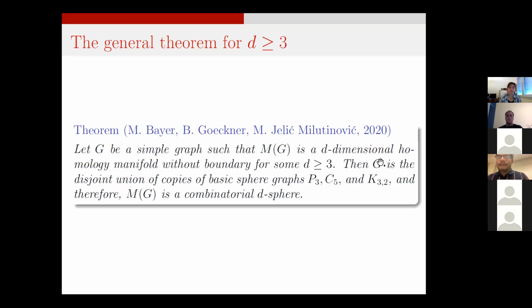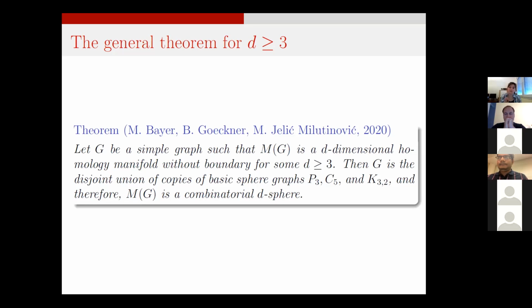And we proved that then G can be nothing more than this disjoint union of these basic sphere graphs. So just those small graphs and nothing more. We started with a homology manifold, and we proved that we can get just these small graphs. So we actually proved that there are no homology manifolds which are not combinatorial among matching complexes, because this is a combinatorial D-sphere. And the proof is long, as all important proofs in this work.